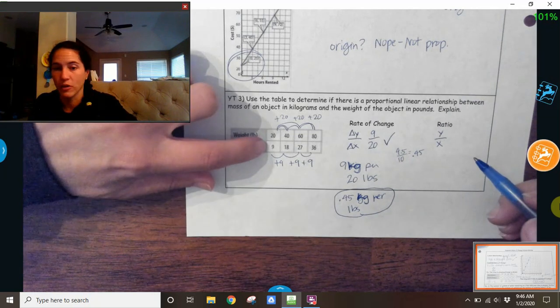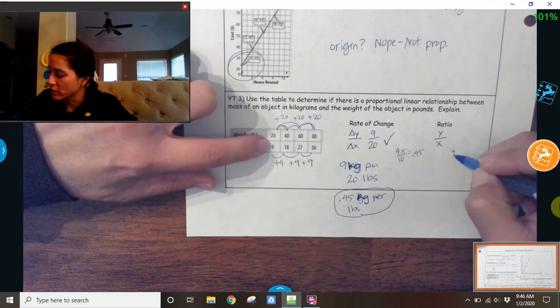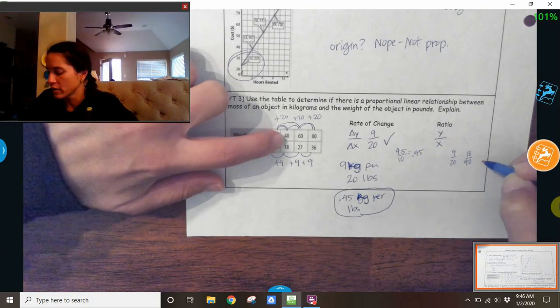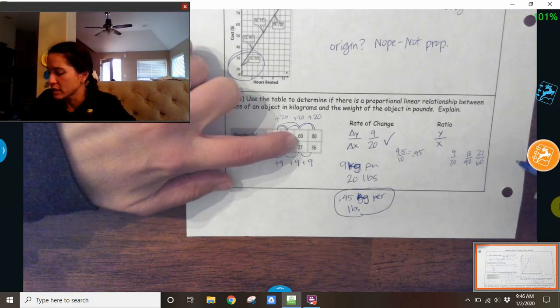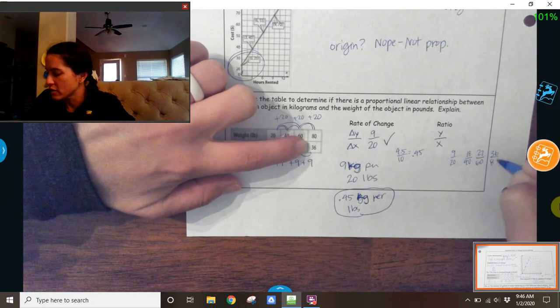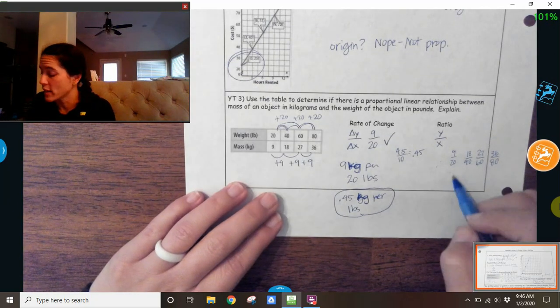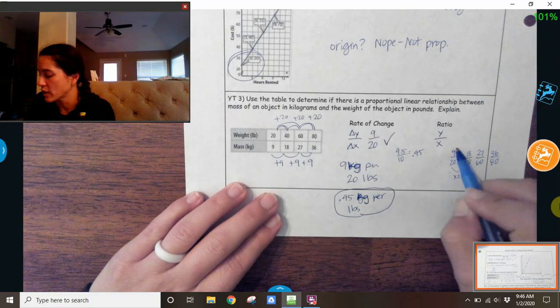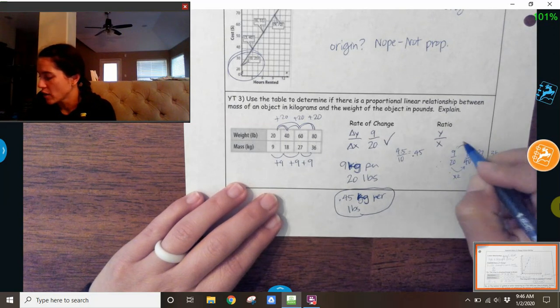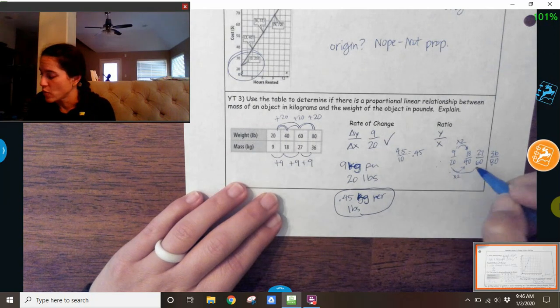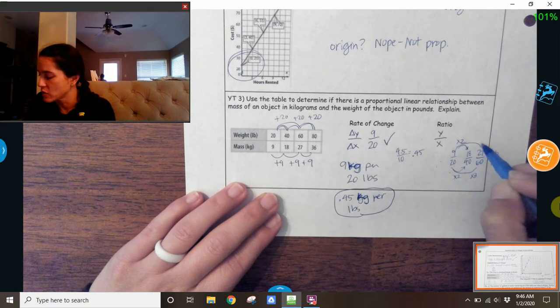Now let's check the ratios. So y over x. So 9 over 20, 18 over 40, 27 over 60, 36 over 80. And when I check my ratios, I see, okay, 20 times 2 is 40, 9 times 2 is 18. 20 times 3, 9 times 3.